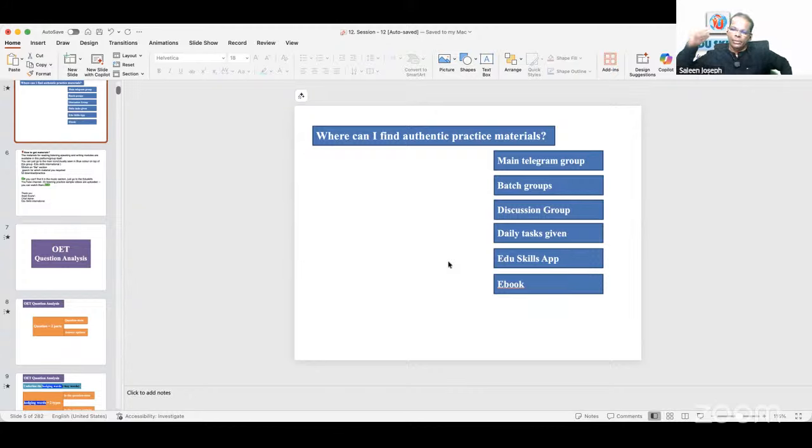The EduSkills application, we are now updating it. The ebook, we are almost about to publish it. We are working on it. As of now, it is not published.